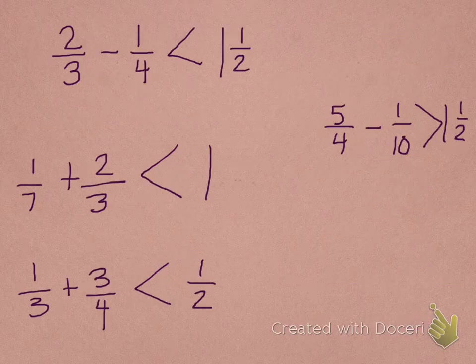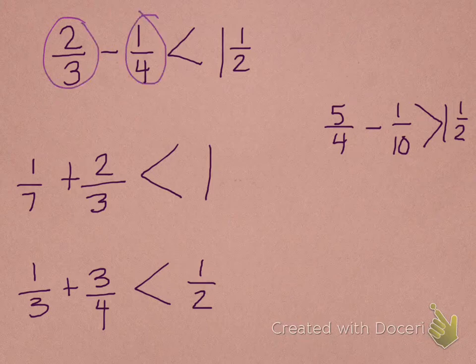Number 2 says use estimation strategies to determine whether the number sentences are true or false. So 2/3 minus 1/4 is less than 1 1/2. Well, I already know 2/3 is less than 1 in general. If I take away a 1/4, it's still going to be less than 1. So this has to be true.